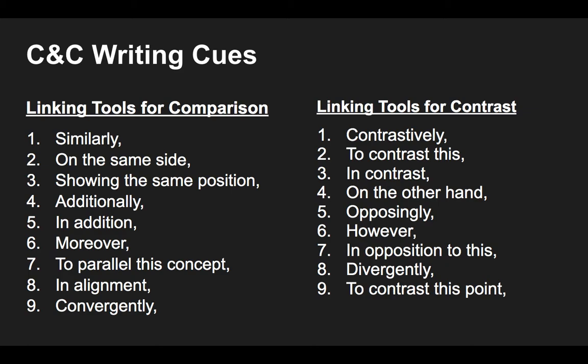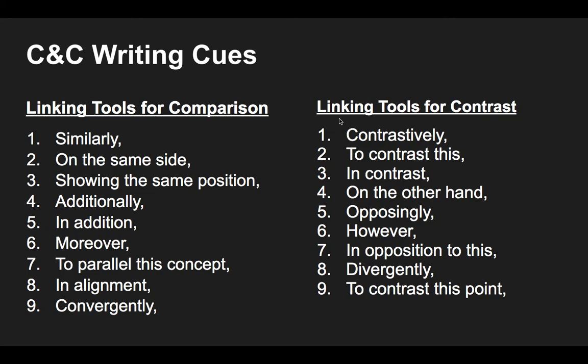So as we've learned, we always have different functions for obviously the same words. So you can see that these 4, 5, and 6, those can be used to start a sentence or they can be used in the middle of a sentence. That's generally true for most of these cues. So depending on how you write your sentences, you might put them into that academic formula. Okay, number 7, to parallel this concept. Number 8, in alignment. And number 9, convergently. So those 9 cues are used when we want to set up sentences that show points of similarity, or points of what we call comparison.